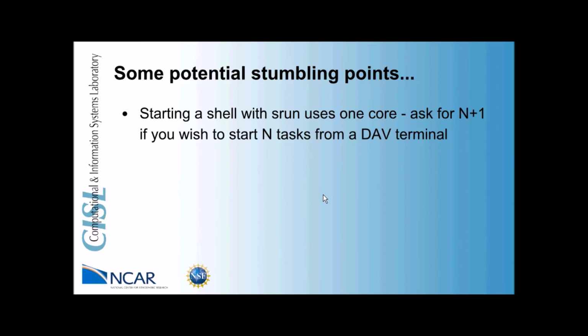That terminal session is going to use one core. Slurm allocates a core to it. So you would want to ask for n+1 tasks or cores if you wish to start n tasks in that session. So if I want to run an MPI, for example, in an interactive session, and I want to use 4 tasks, I should ask for 5 from execdav, because one of those tasks will be used for the terminal. That's just the way Slurm reserves resources for you.